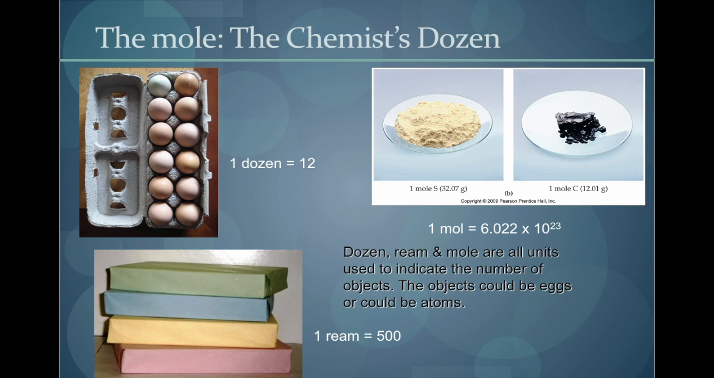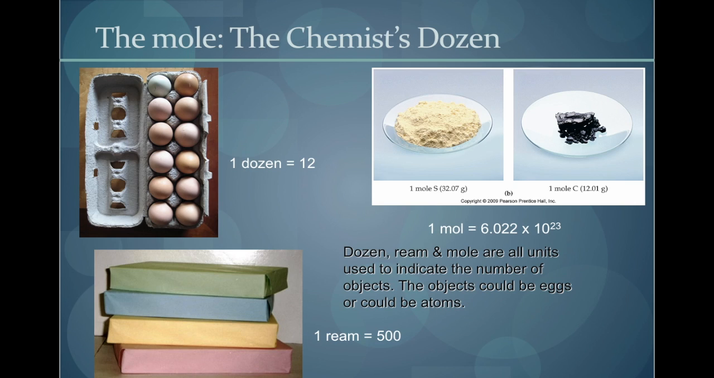We could use a dozen to indicate atoms. We could say we have a dozen atoms, and that would mean we had 12 atoms. But a mole is actually 6.022 times 10 to the 23rd. So when we say we have a mole of something, that means that's how many of that item there are.